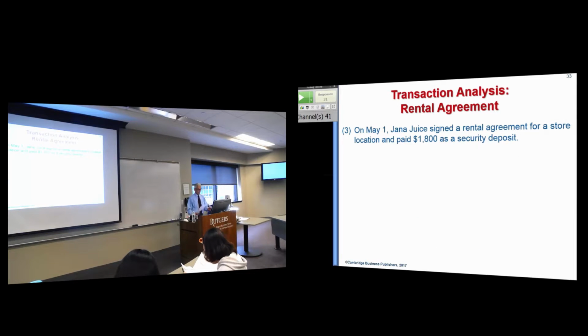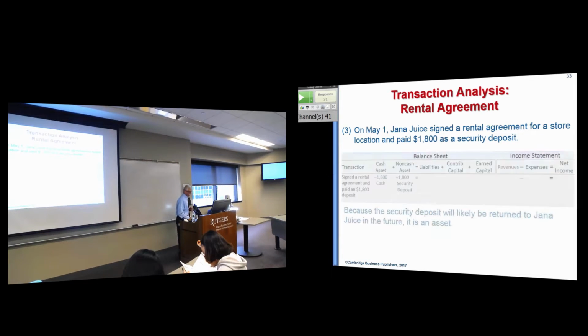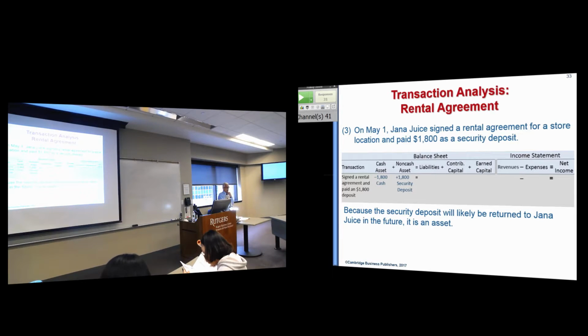Okay, another transaction. They sign a rental agreement for a store, and they paid $1,800 as a security deposit. That's like a prepayment in a sense. So when we look at this, we've got a non-cash asset, the security deposit. That is an asset. Why is that an asset? It's got future benefit. You might want to consider it a prepaid rent. It's also something you're going to get back, right? So it's not necessarily an expense at this point. It gives you future benefit, and cash is spent.